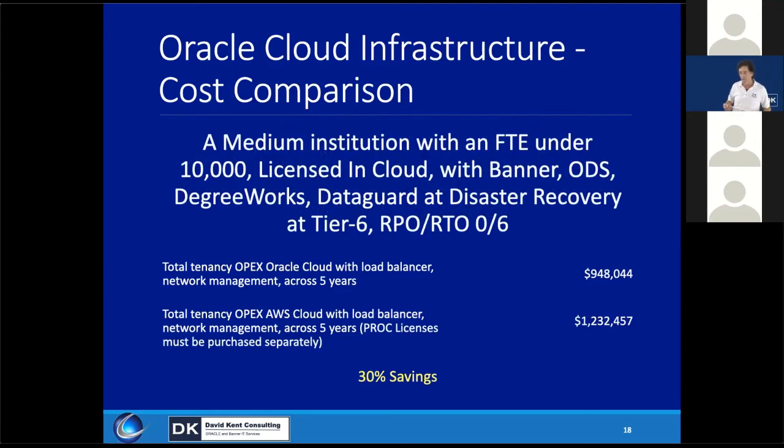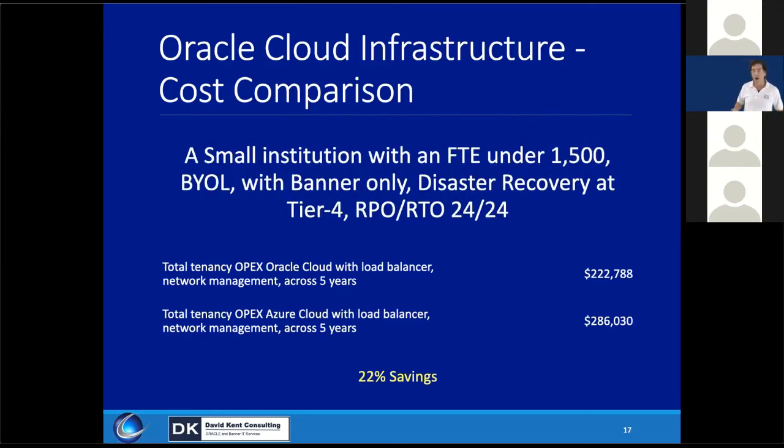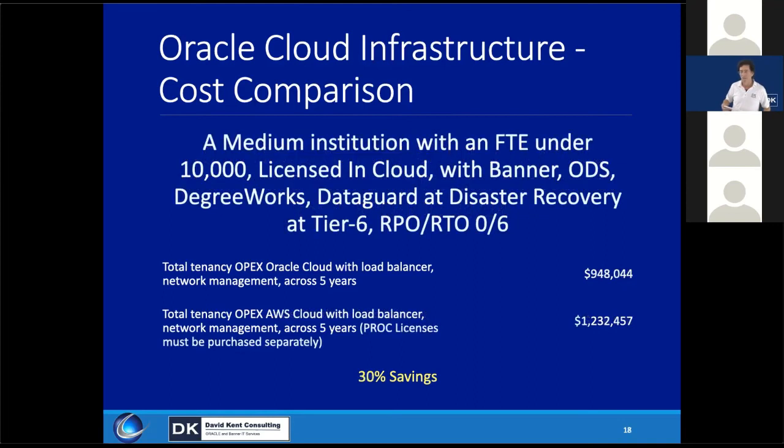Here we have a medium size, and mind you, that number there is a 5-year number. That's 5 years. Here we have a 5-year number for a mid-sized institution with an FTE of 10,000, Banner, ODS, DegreeWorks, DataGuard, with disaster recovery operating at tier 6 for an RPO/RTO of 0/6. The total 5-year cost for Oracle Cloud in this case is $948,000, and for AWS $1.2 million, which represents a 30% savings of going in Oracle Cloud versus AWS.